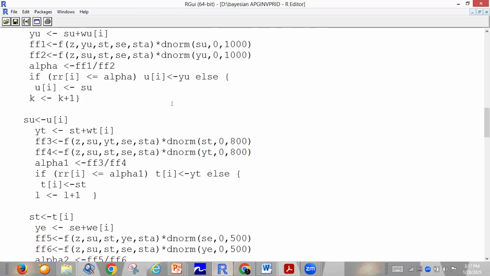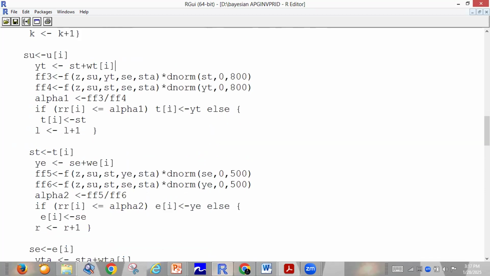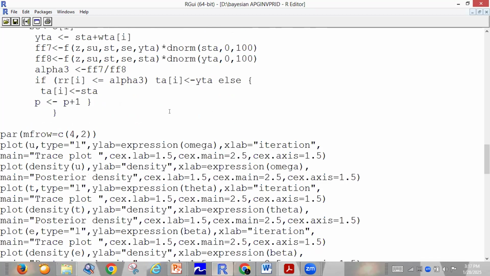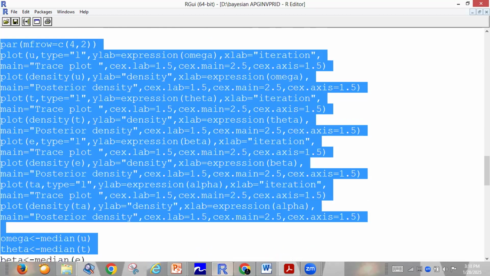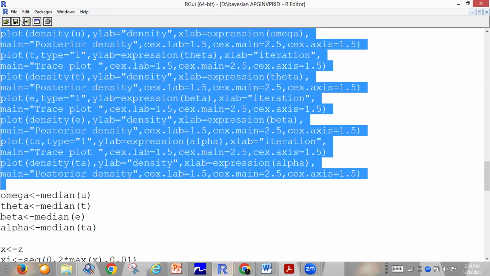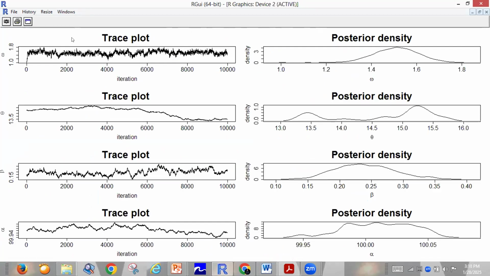This time, we will only discuss the results, especially the trace plot and the posterior plot. Like this one, we run the trace plot and the posterior density plot. We have four parameters: the omega, theta, beta, and alpha parameter trace plots. All the trace plots look convergent.